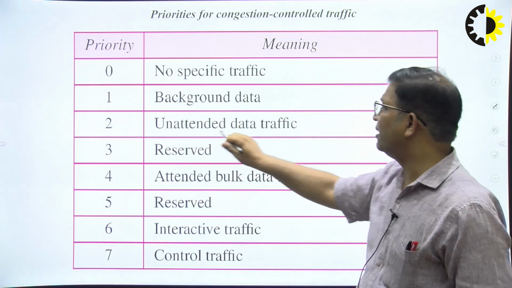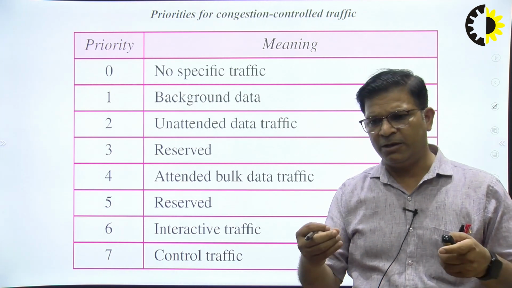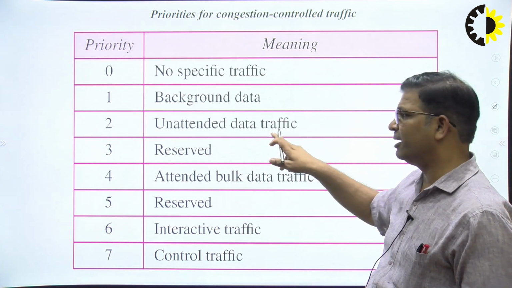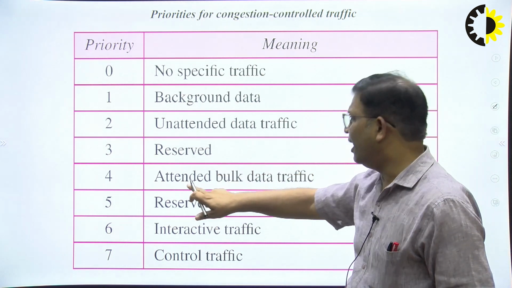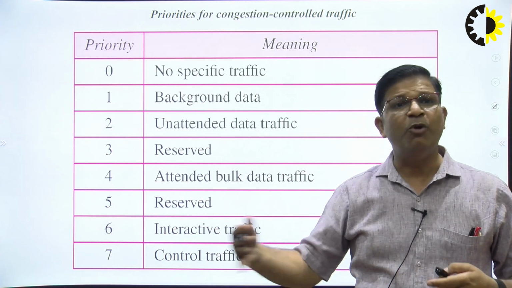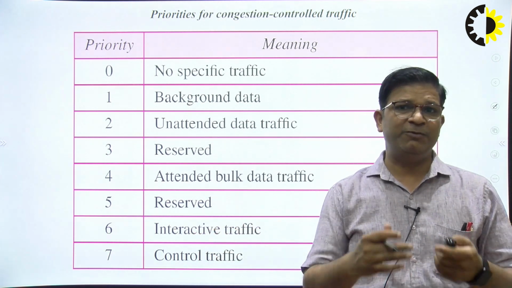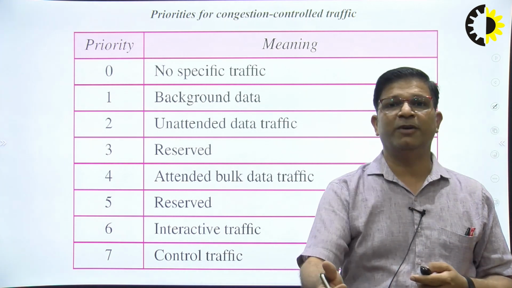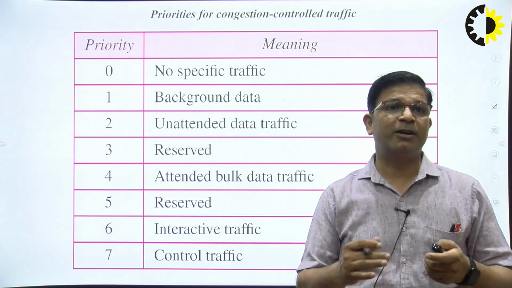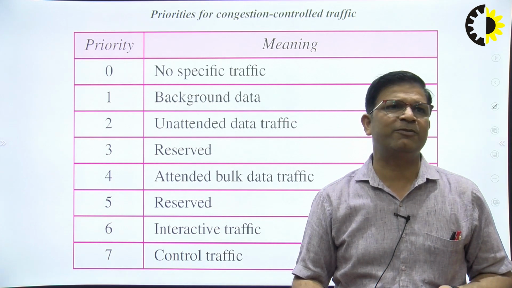Okay. Next is unattended data traffic, which is waste, which has no use. This type of data is called unattended data traffic. Reserve bit, attended bulk data traffic: we need to attend bulk data traffic, where more and more fragments are there. This is also reserved. Interactive traffic means when we are in conversation with another person, so there is two-way communication. This is called interactive traffic. Control traffic is when we are controlling the traffic, saying that this size of data we are delivering, this size of data we are not delivering.